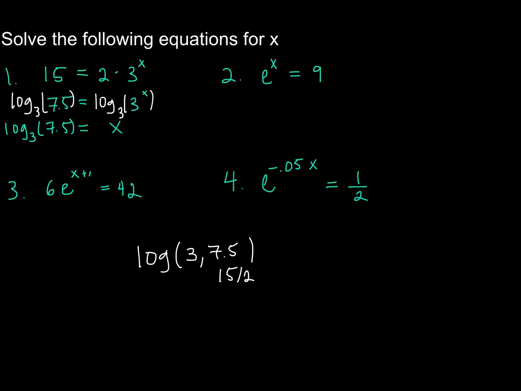So we see that log base 3 of 7.5 is approximately equal to 1.834. And therefore, we have a solution for x. x is approximately equal to 1.834. And you can test this out by using this x value back in your original equation. And since you approximated it, you might not get exactly 15 over here, but it should be very close.